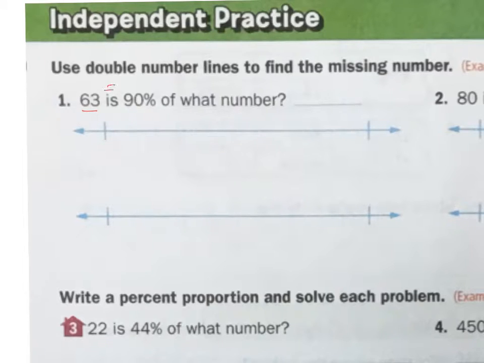63 is 90% of what number? Okay, so 90% times something equals this 63. So if I have 0% here and 100% here, I know I'm going to get 0 here. This is what I need to figure out. Now, 90%, I can't do 90% and then 100, it doesn't go in evenly. But I know that 10% goes into both of them.